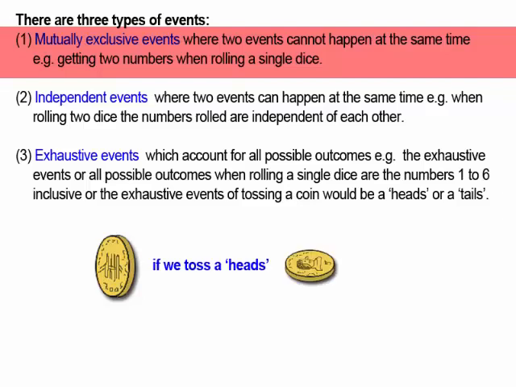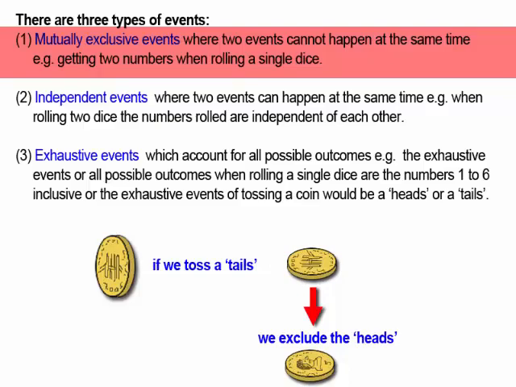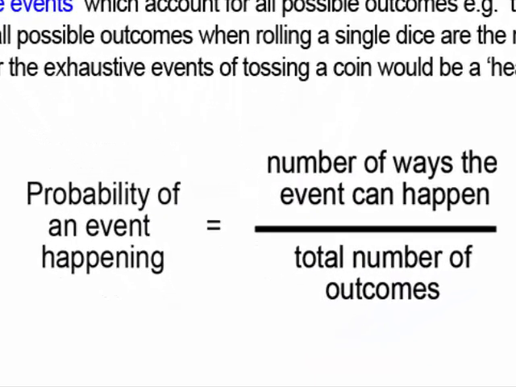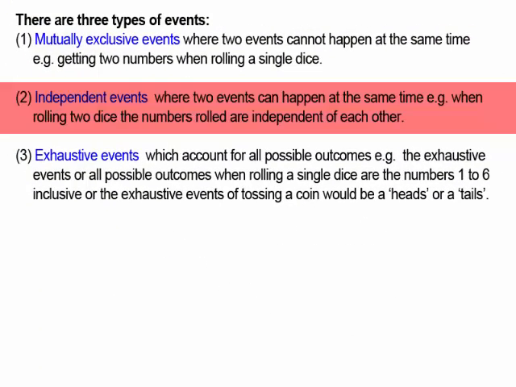If we toss a heads, we have mutually excluded the tails, and if we toss a tails, we have mutually excluded the heads. To calculate mutually exclusive events, we use our formula. The probability of an event happening equals the number of ways the event can happen divided by the total number of outcomes.